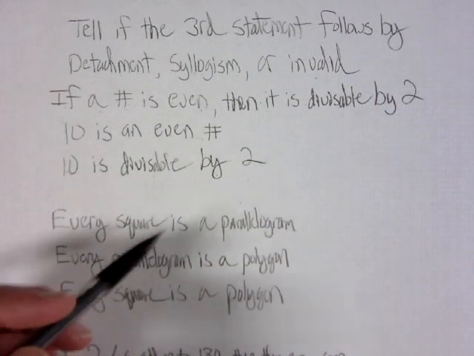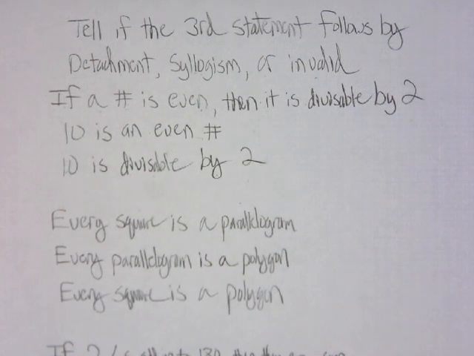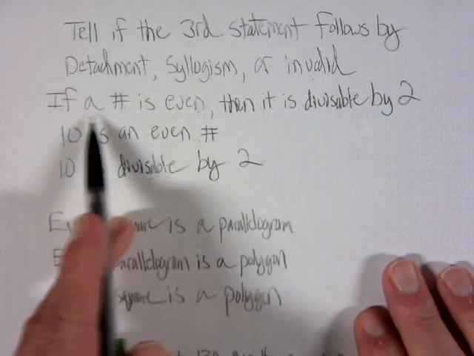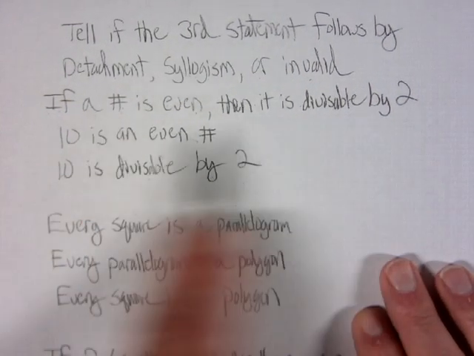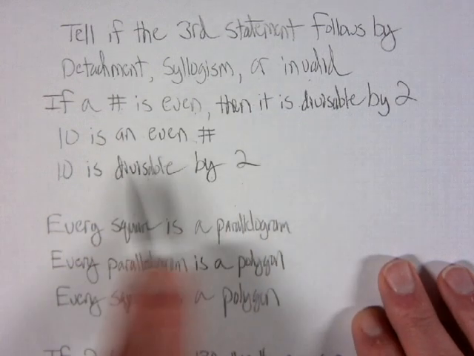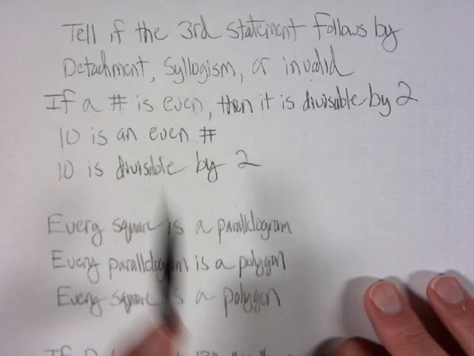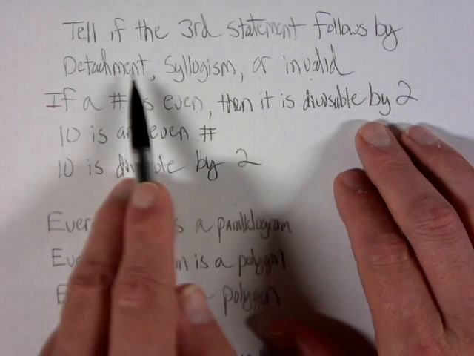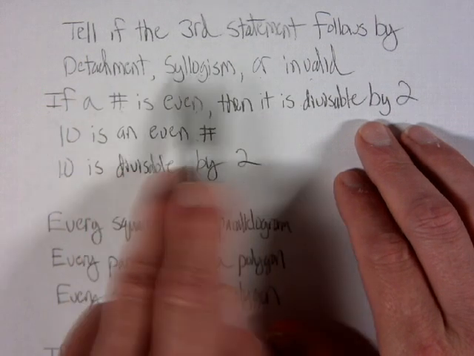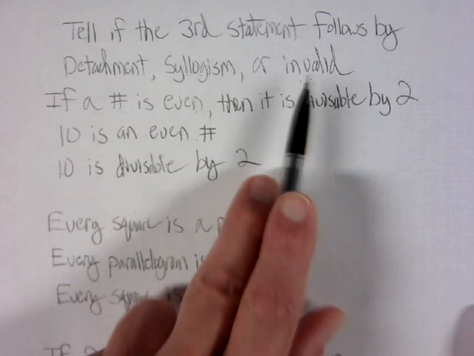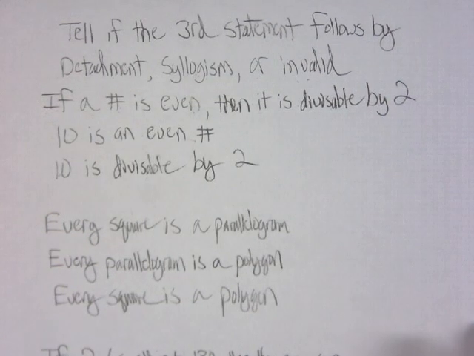All right, so let's go through and see if we can establish what the pattern is and see if we can figure out whether it follows detachment, syllogism, or invalid. Now remember, don't get caught up in trying to say, well, is that true or is that false? You don't have to worry about that. All you've got to do is see, does it follow the pattern of one of these two, or does it not follow either one? It's really the pattern that you're trying to establish.